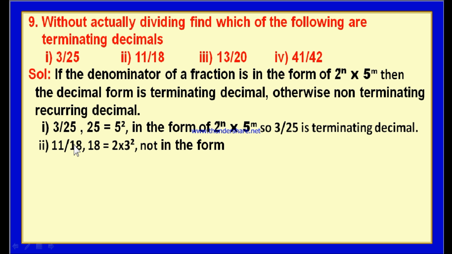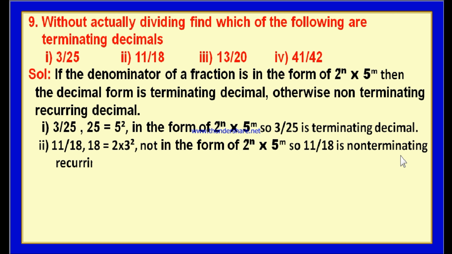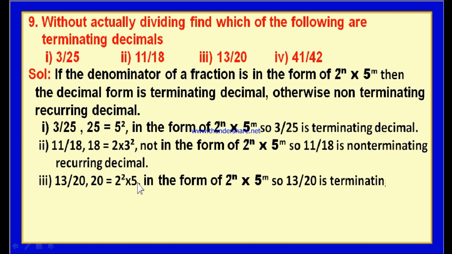Observe the second bit, 11 by 18. If you write 18, it is 2 into 3 square. Besides 2, 3 is also a factor of 18. Therefore, it is not in the form of 2 power n and 5 power m. So, 11 by 18 is a non-terminating recurring decimal. Understood? Now third bit, 13 by 20. 20 is equal to 2 square into 5. Here if you prime factorize 20, you can find only 2 and 5. There are no other factors except 2 and 5. Therefore, this is in the form of 2 power n and 5 power m. So 13 by 20 is a terminating decimal.